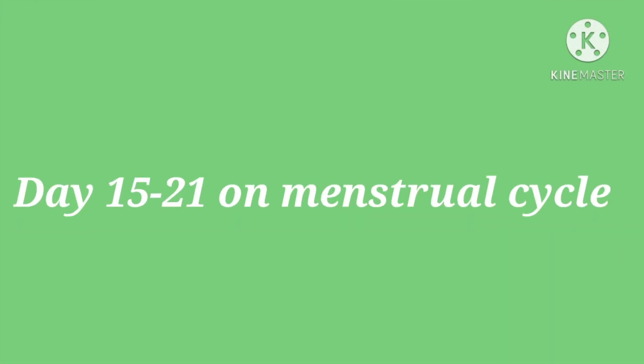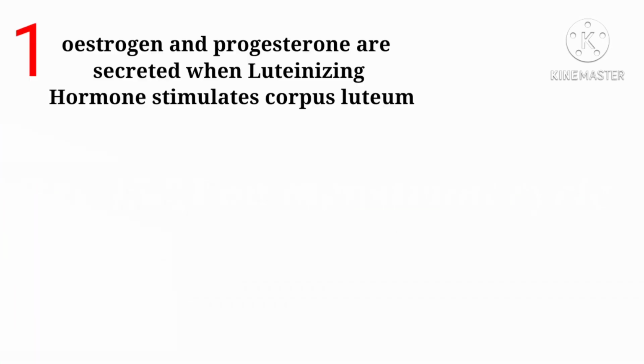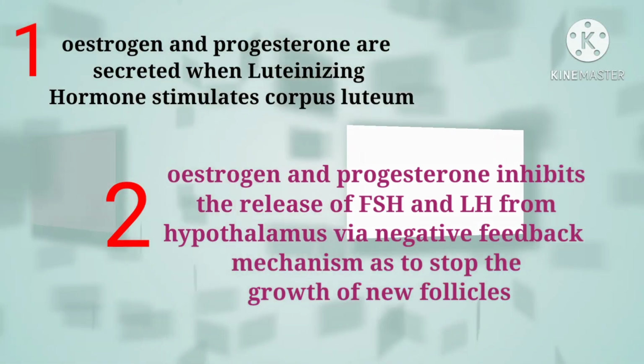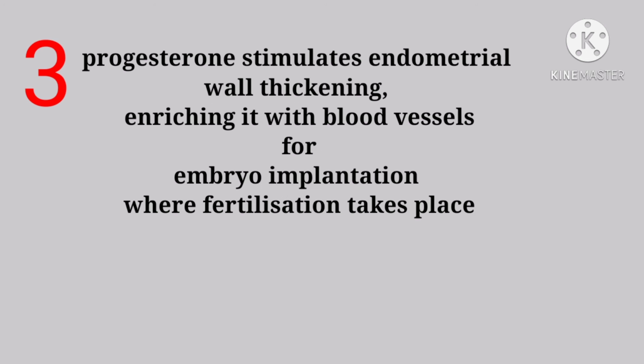Day 15 to 21 of the menstrual cycle. First, estrogen and progesterone are secreted when luteinizing hormone stimulates the corpus luteum. Second, estrogen and progesterone inhibit the release of follicle-stimulating hormone and luteinizing hormone from the hypothalamus via a negative feedback mechanism, to stop the growth of new follicles. Thirdly, progesterone stimulates the endometrial wall that is thickening, enriching it with blood vessels for embryo implantation, where fertilization takes place.